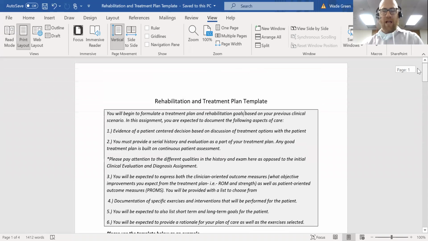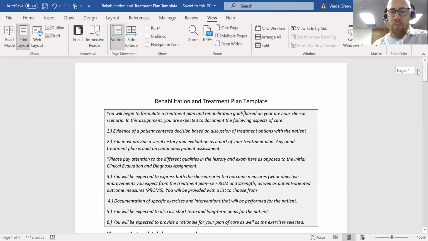So, okay, the rehab and treatment plan assignment template. Okay, it's up. Okay, it's here. So ultimately what I've done, if you look at the template, is I've laid out instructions for you. Step by step, I tell you what I want. And just like with the clinical documentation and diagnosis assignment, the template's laid out exactly like I want you to complete the assignment.